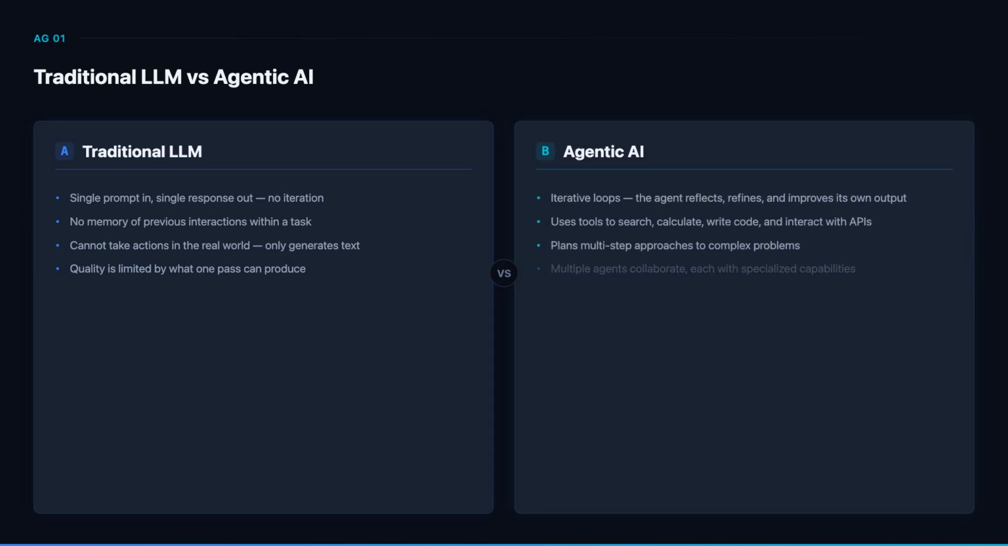Agentic AI uses LLMs within iterative loops that enable reflection, tool use, planning, and collaboration. The agent can evaluate its own output and improve it. It can call external tools to search the web, run calculations, execute code, or interact with APIs. It can decompose complex problems into multi-step plans. And multiple specialized agents can collaborate on problems too complex for any single agent.